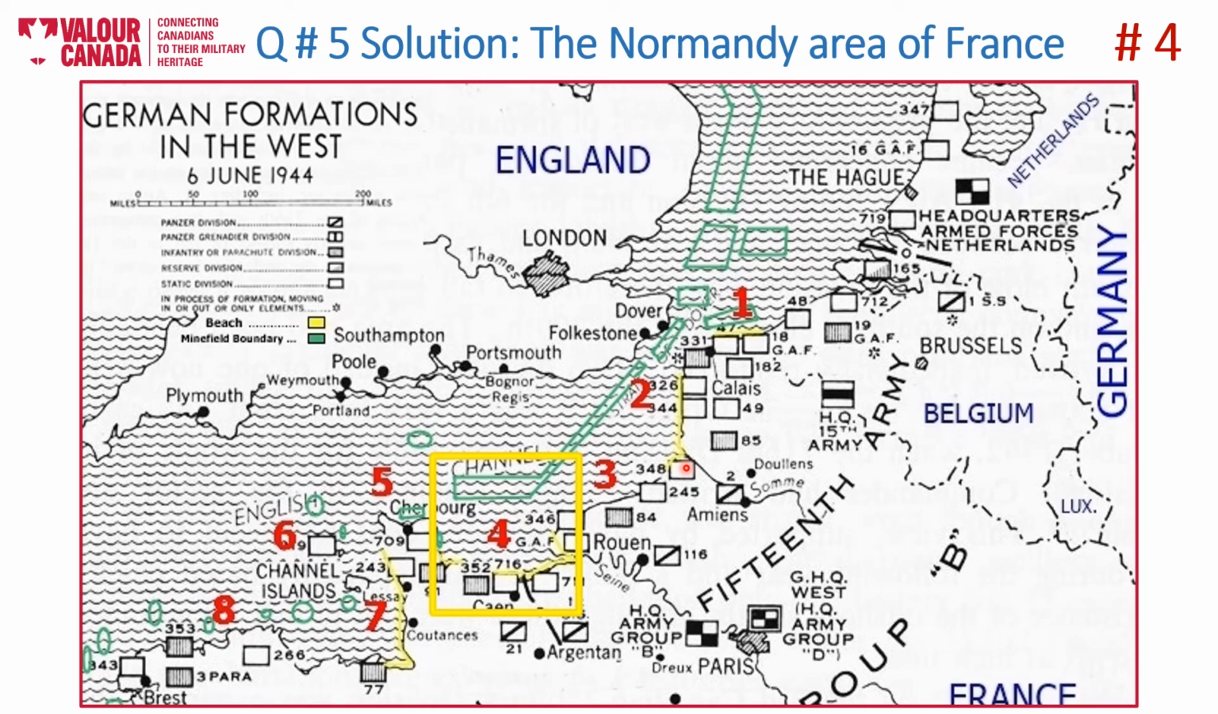Now, I'm not saying that if the Allies had attacked some of the other locations that they wouldn't have been successful. It's possible that they would have. So if you chose another location and your reasoning and your logic was sound, then that is an acceptable answer.